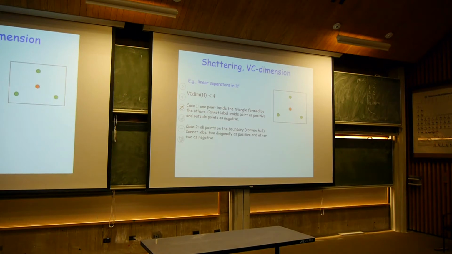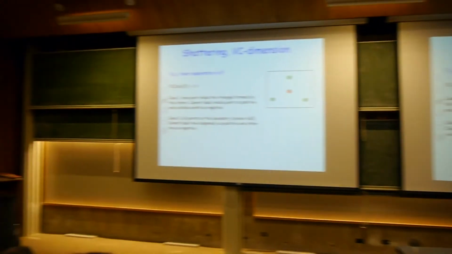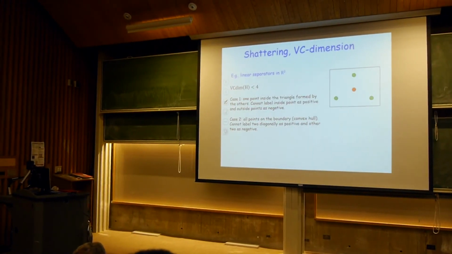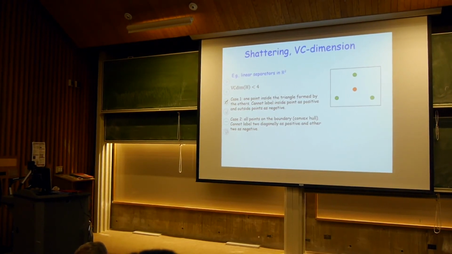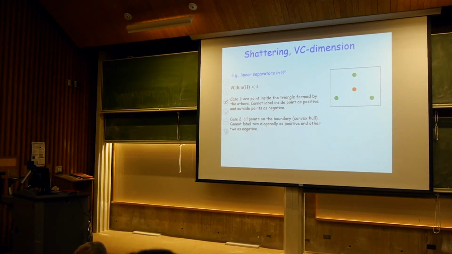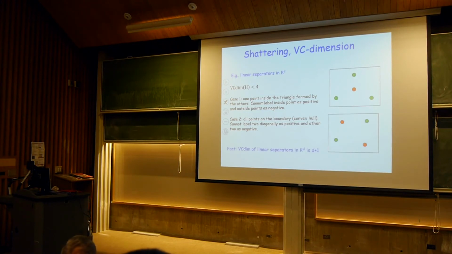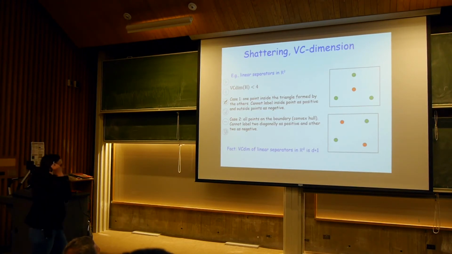Do you guys have a conjecture for the VC dimension of linear separators in RD? Because this is a really interesting case. This is when we start touching on algorithms like logistic regression, SVM, and so on. So any conjecture? Okay, I'm going to tell you. It's D plus 1.